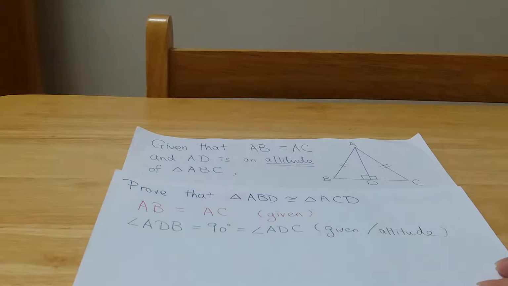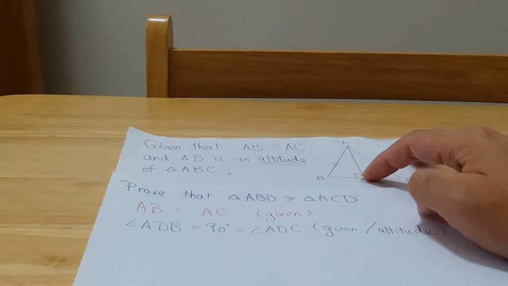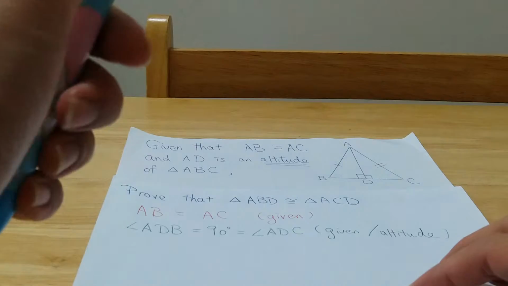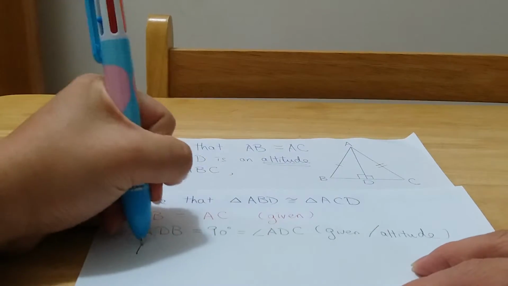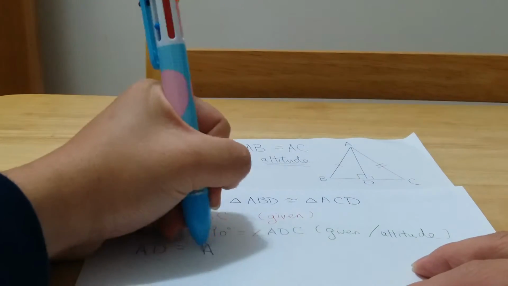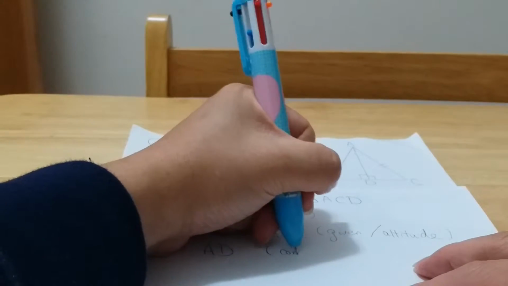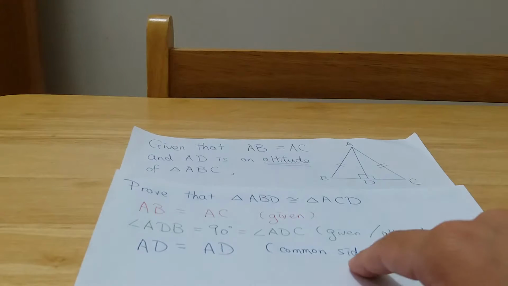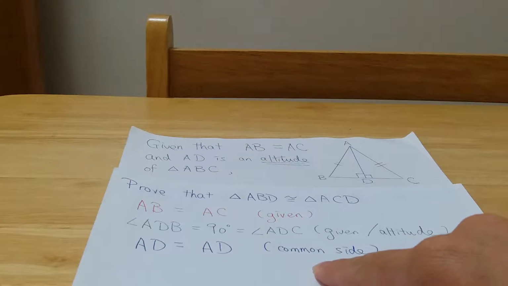The last one, the most important one, we have these two. And the last one, we will use the common side, that is AD equals AD. This is called common side. Please pay attention. We use common side here, not only just common.